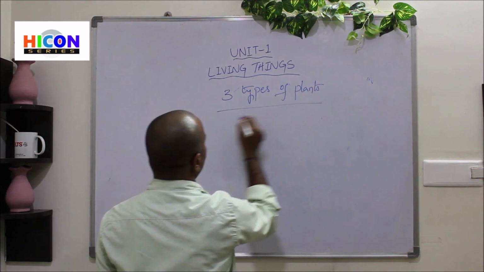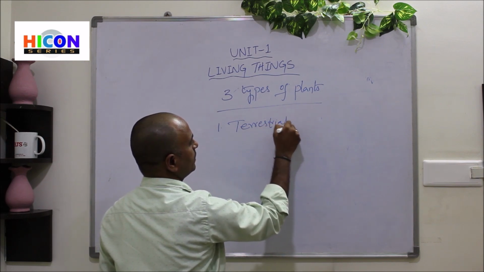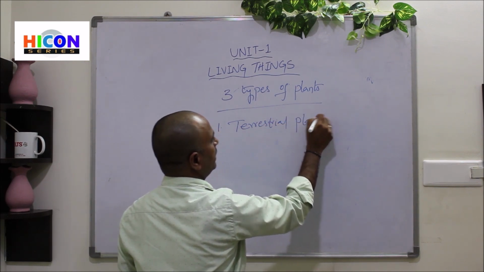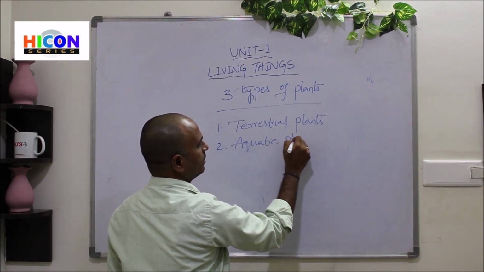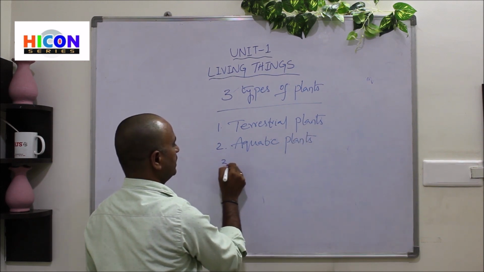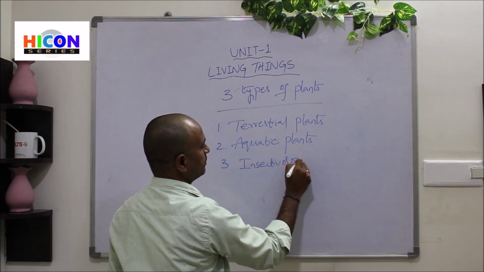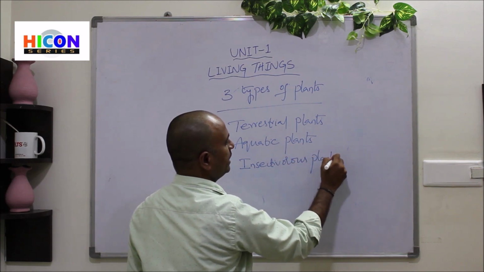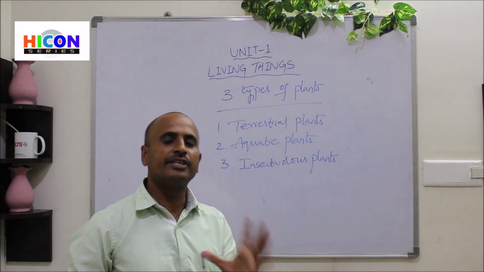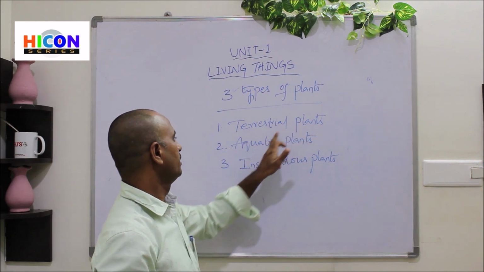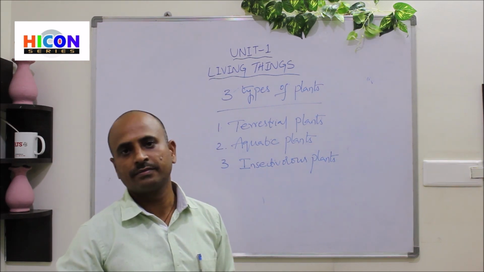And the first one is terrestrial plants. And the second one is aquatic plants. And the third type of plants are insectivorous plants. So these are the three types of plants which are divided on the basis of their habitations. One is terrestrial plants, the second is aquatic plants, and the third is insectivorous plants.